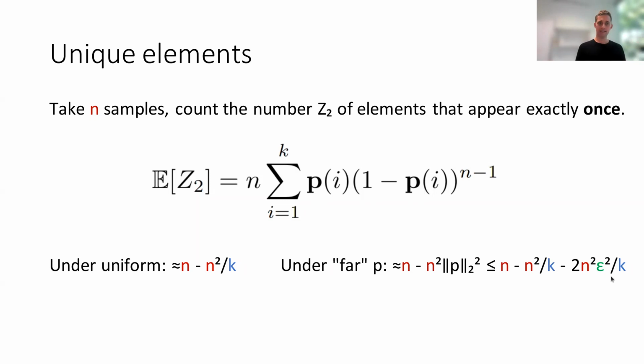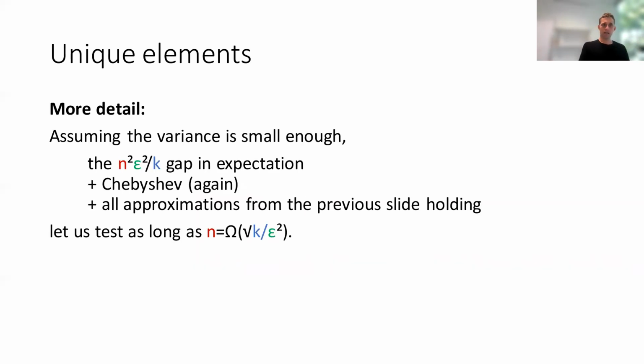And maybe things work out. That's the gap between expectations. Then assuming the variance is small enough, you can use Chebyshev. With all these approximations, you have to argue that they actually hold, because it's not true the way I've stated. And you will get the right test, and again the right answer. So counting the number of elements that appear exactly once works as well.